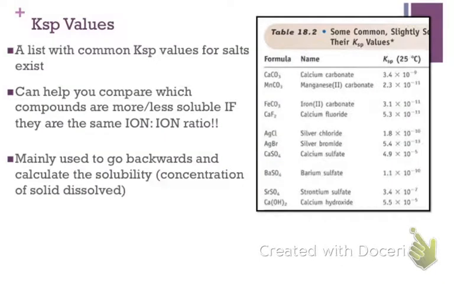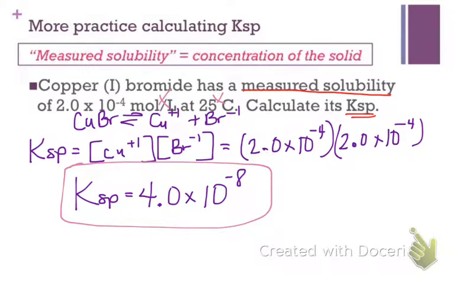All right, so Ksp values are actually a lot of times given to you in a table and whatnot, and you need to be able to understand and interpret them. That isn't the most common thing we do with them, but as long as they have the same ion to ion ratio, you can compare them. The main thing we're going to use them for, however, is going backwards. So those problems we just did, instead of solving for Ksp, we're going to go backwards and try to solve for that measured solubility value.